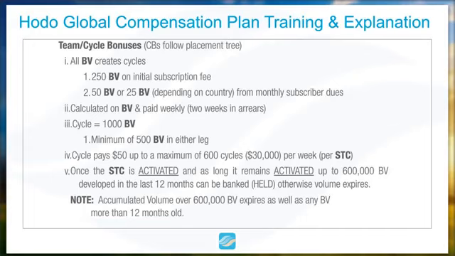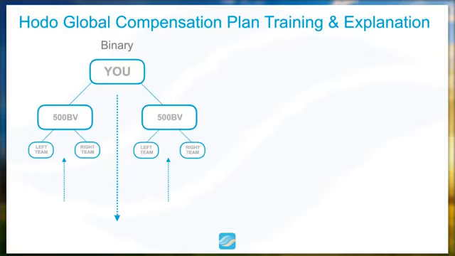It also gives people a reason not to sit around and wait and say, oh, I've got $1 million worth of volume sitting in my leg, next year I'll have 2 million, I can just wait until it gets to a certain place and then start building my business. If they know it's going to expire, they know they better get busy before this volume expires. So basically, here's how a binary works.